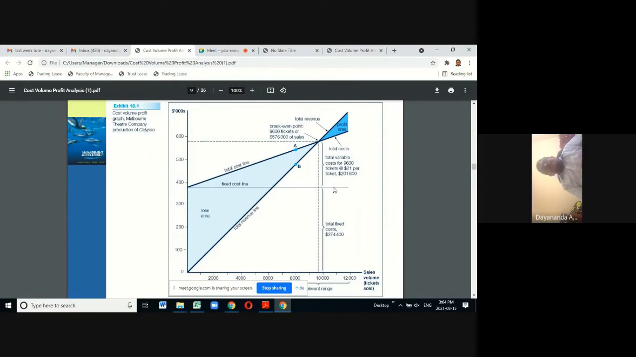Then you will see the total cost line, where you start from the fixed cost. The total cost line goes like this. How do you prepare the total cost? Total cost is variable cost plus fixed cost. Here the fixed cost is 374,400. Variable cost is, of course, 21 per ticket.